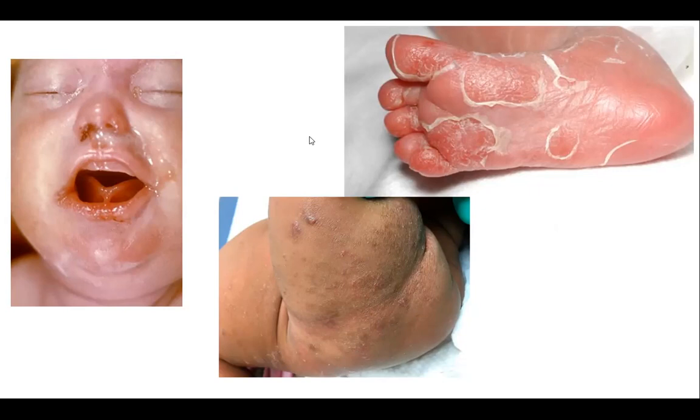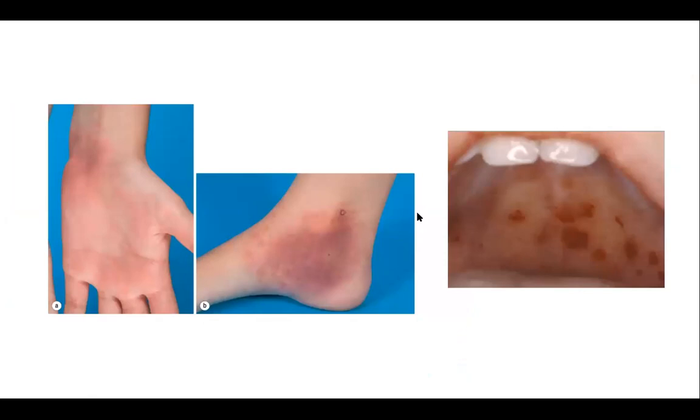What is this? Again, pediatric patients, and you can give yourself the luxury of excluding genoderms.